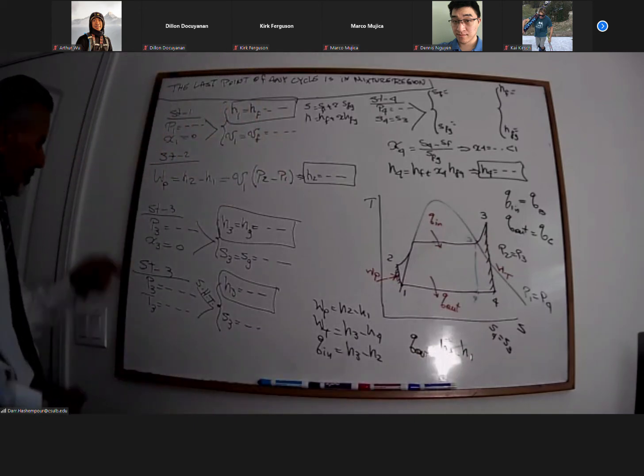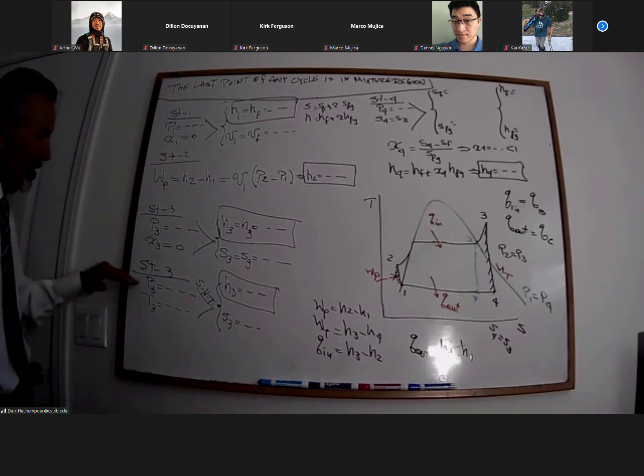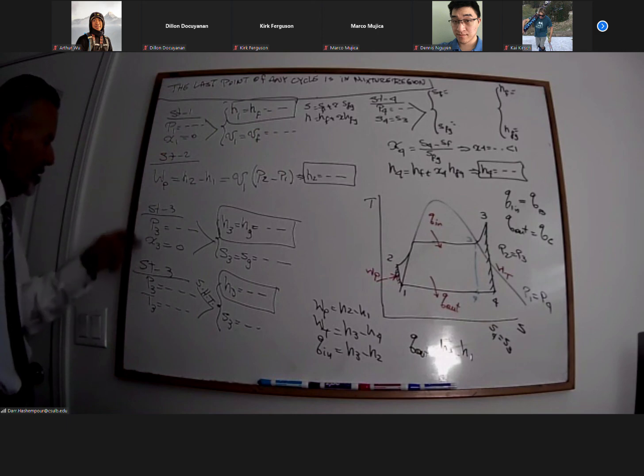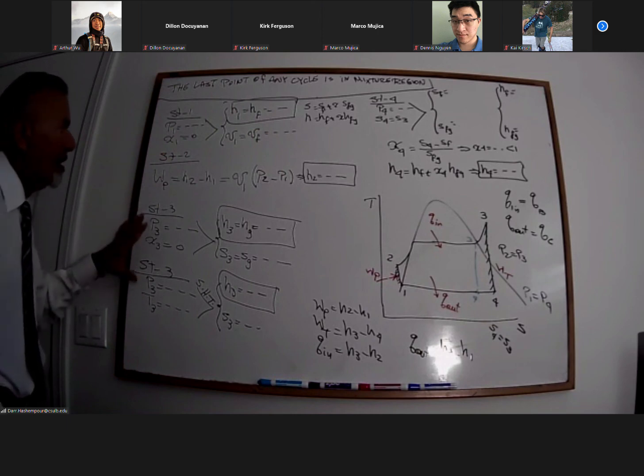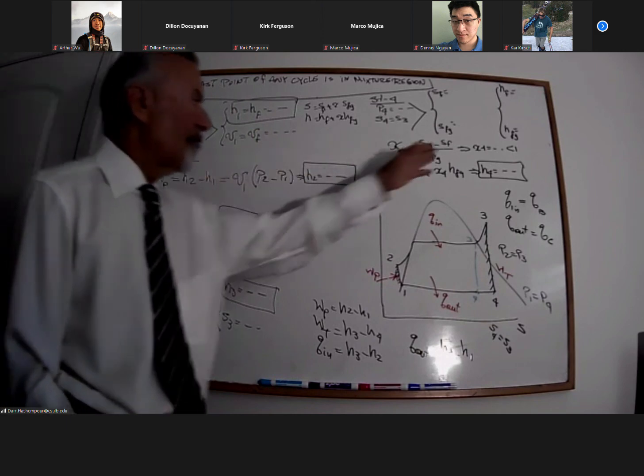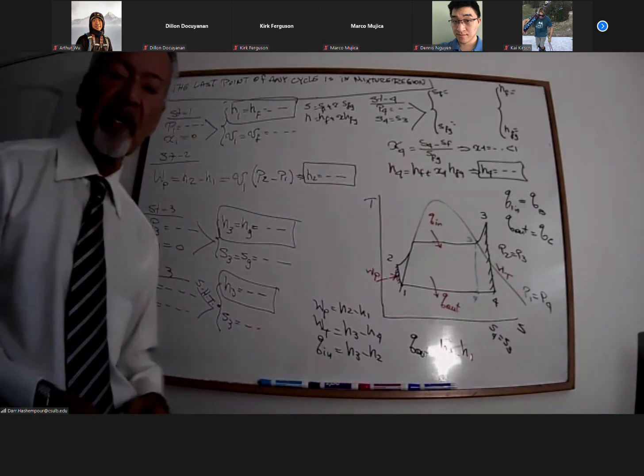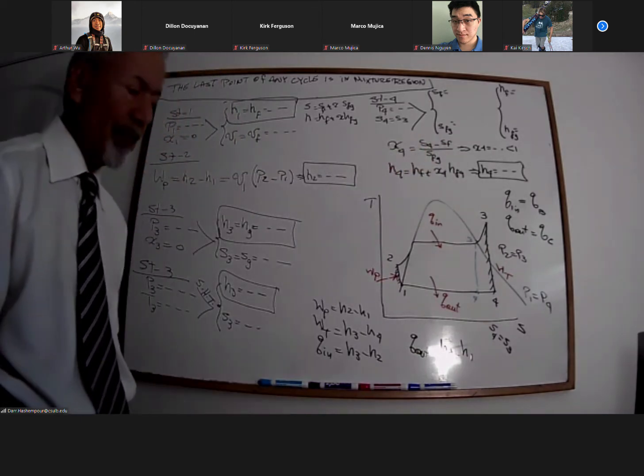So the difference between the ideal and a basically simple Rankine cycle is just the state 3. Other than that, states 1, 2, 4 remain the same as far as the approach to solving the problem.